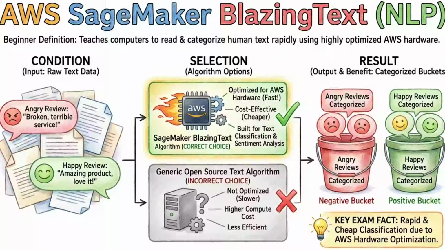Moving away from images, we enter the world of natural language processing, or NLP, which teaches computers to read and understand human text. The SageMaker BlazingText algorithm is an incredibly fast, highly optimized tool used for text classification and sentiment analysis. You can feed it thousands of angry or happy customer reviews, and it will rapidly learn to categorize them into positive or negative buckets. BlazingText is highly tested on the exam because it is heavily optimized specifically for AWS hardware, making it significantly faster and cheaper than running open-source text algorithms on your own.